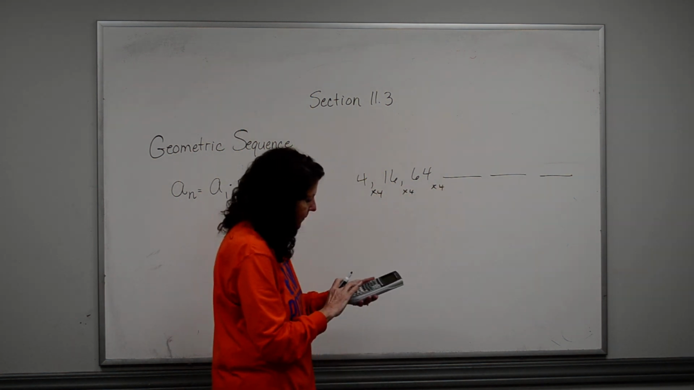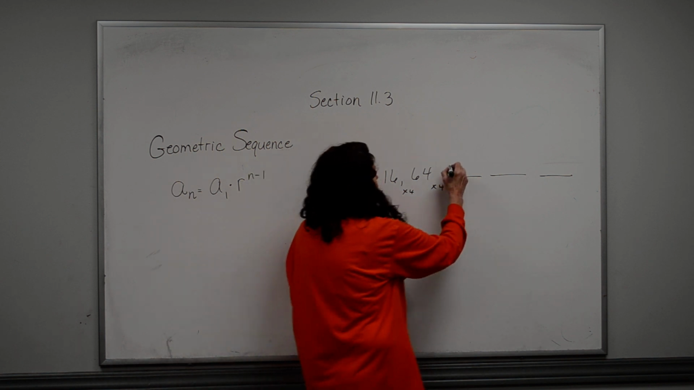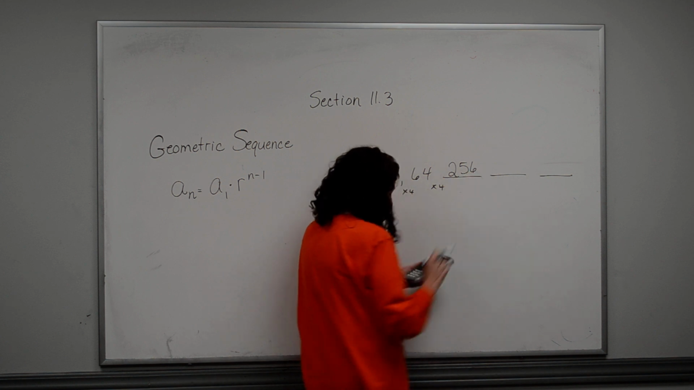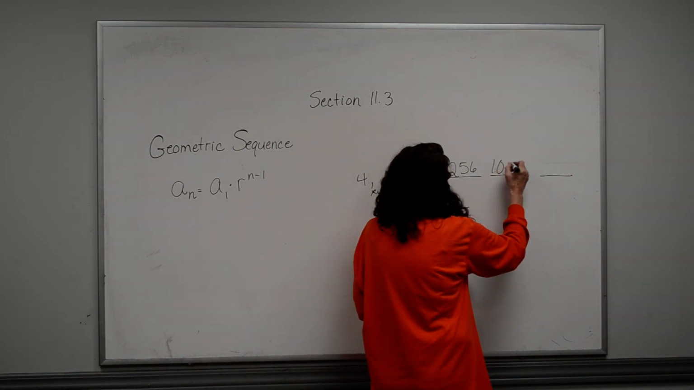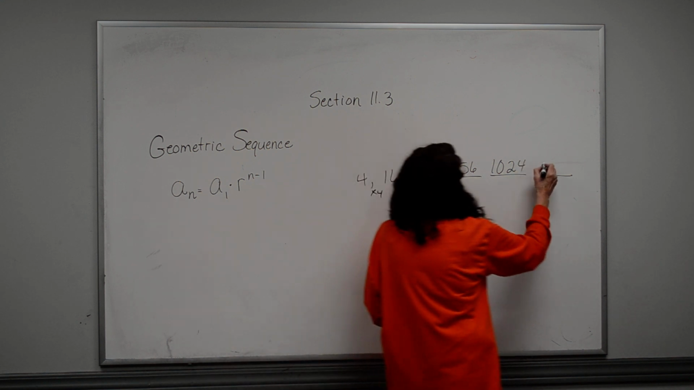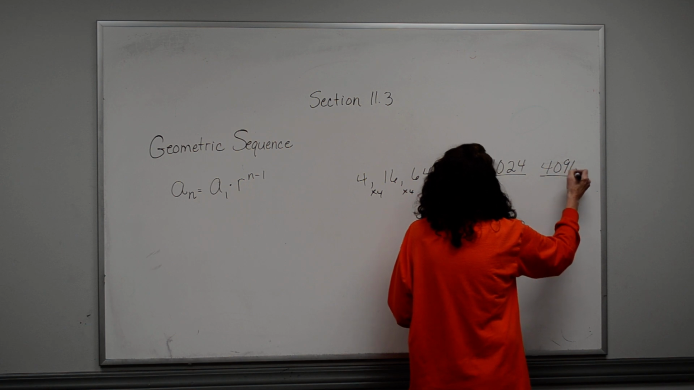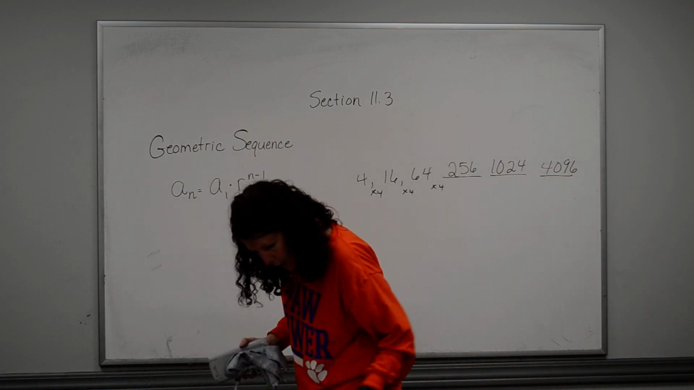So I take 64 times 4 to get the next number. It's going to be 256. I'm going to take that number times 4, and it's going to give me 1,024. I'm going to take that number times 4, and it's going to give me 4,096. Okay, so that might be one way that they ask the question.